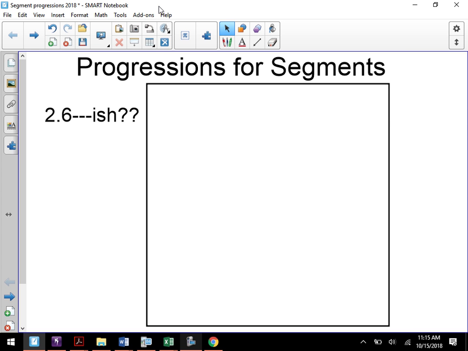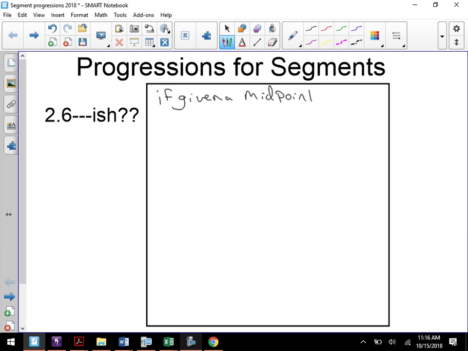For example, one thing that we haven't done as far as proofs yet is dealing with segments. One of the most common things we do with segments is this. If given a midpoint. The reason I'm saying "if given" is because when you're dealing with proofs, usually you'll have some sort of a given and a proof statement, just like we do with the algebra. And then there'll be a diagram.